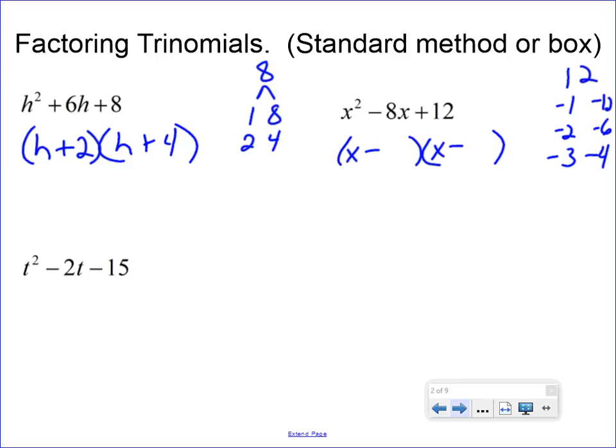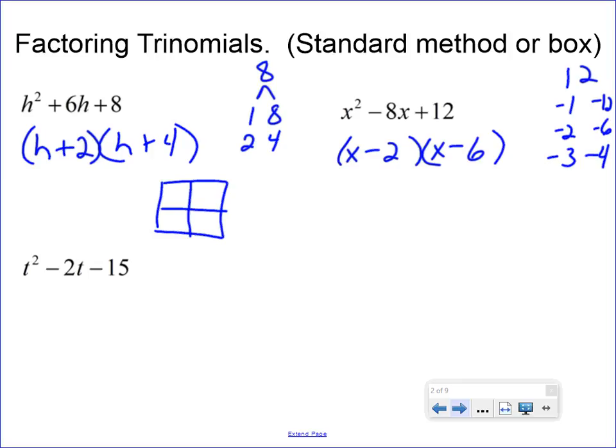So of those pairs, which ones add up to a negative 8? That would be your negative 2 and a negative 6. Okay? I can also think of these two by using a box. The box will come into play a lot more when we look at the AC method. But if I look here, I'd fill in my box with these things.